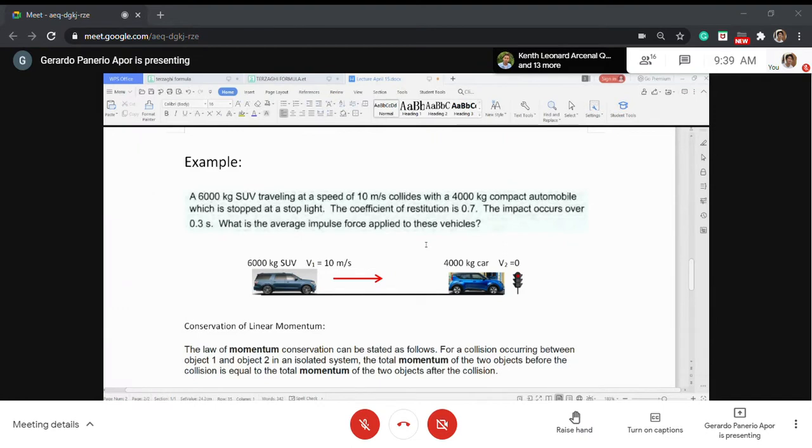A 6,000 kilogram SUV traveling at a speed of 10 meters per second collides with a 4,000 kilogram compact automobile which is stopped at a stoplight. Okay. The coefficient of restitution is 0.7. The impact occurs over 0.3 seconds. What is the average impulse force applied to these vehicles?